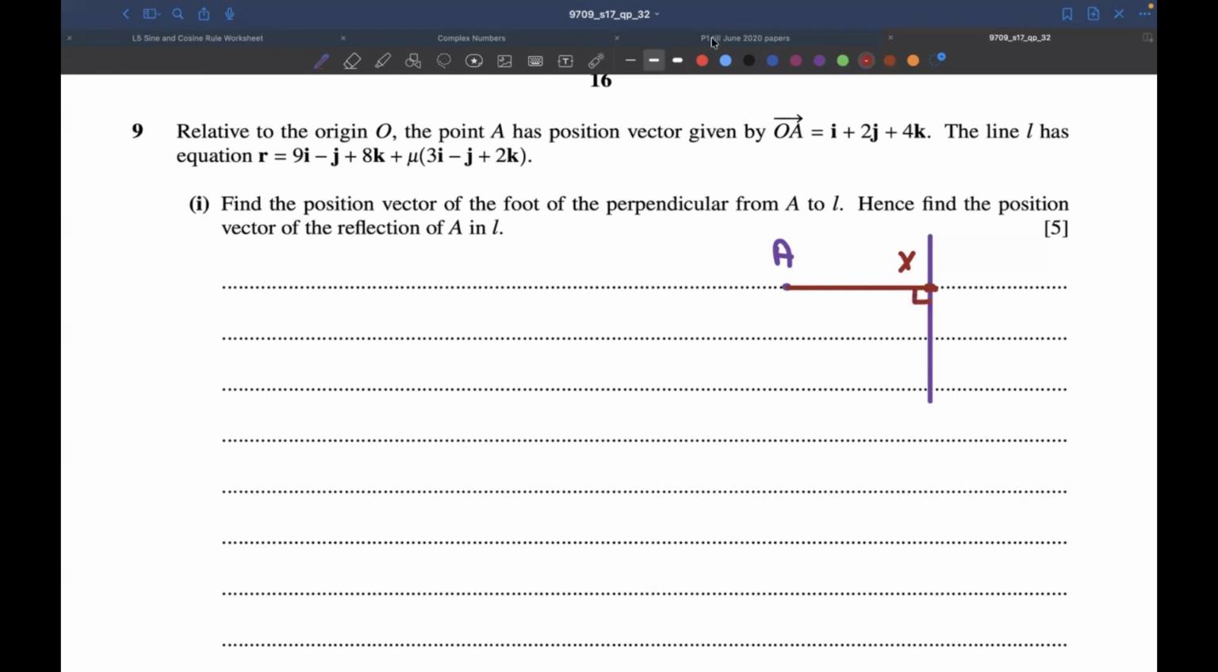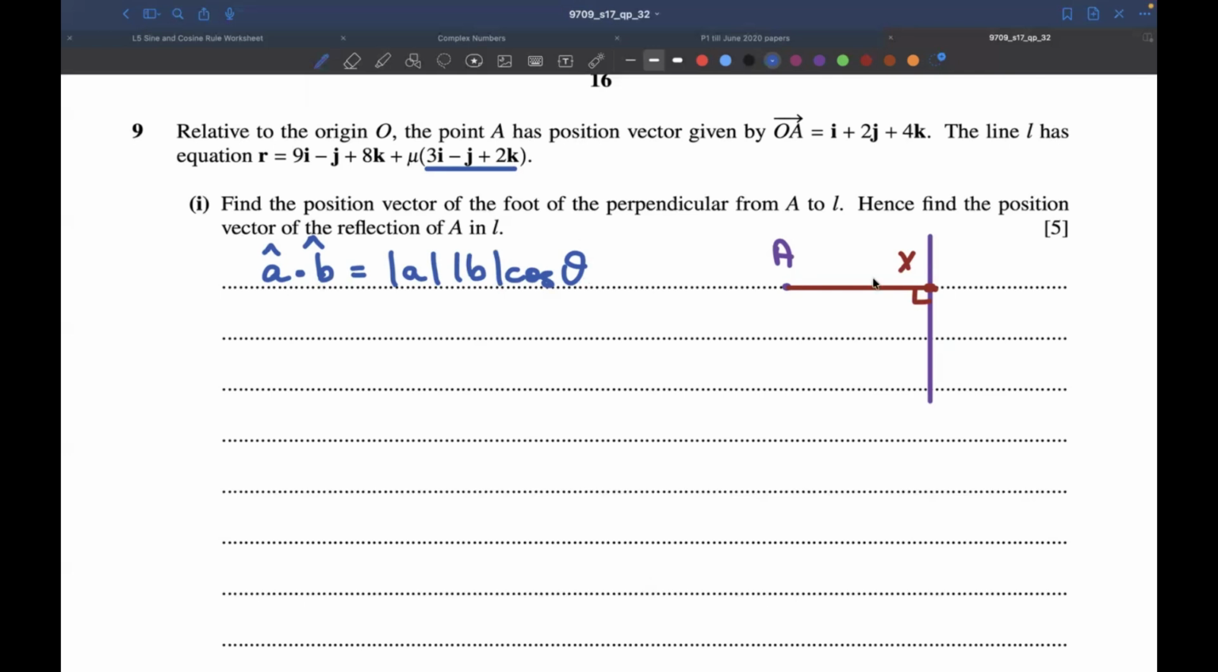Now, what we know is that if two lines are perpendicular to each other, their scalar product is equal to 0. The formula that we use is A dot B equals AB cos theta to find the angle. And if the angle is 90, cos 90 is 0. So A dot B equals 0. But for that, we'll need the direction vectors of both of these lines. Now, for the line over here, we already have the direction vector, which is 3i minus j plus 2k. But we do not know the direction vector for the line AX.